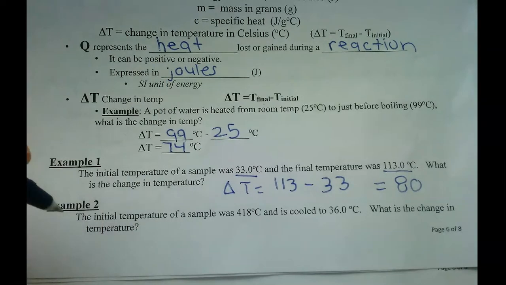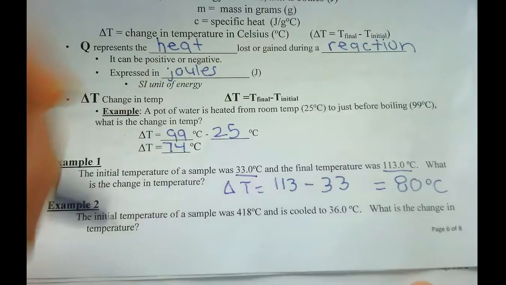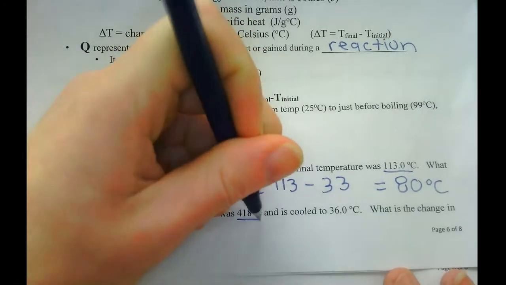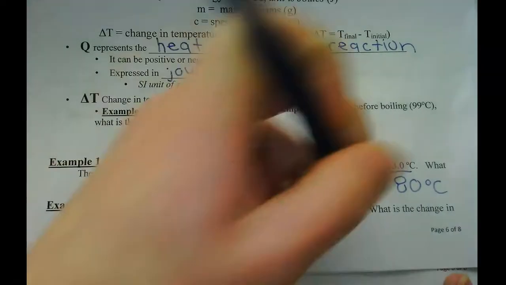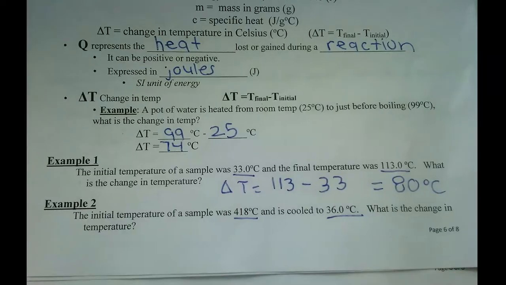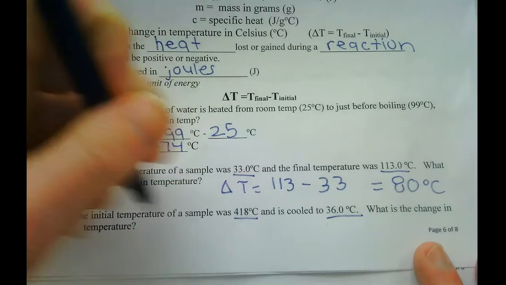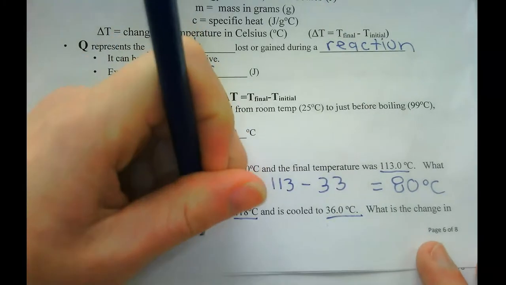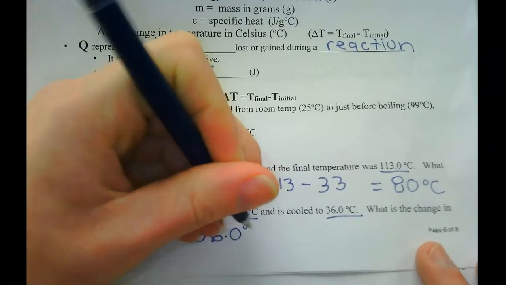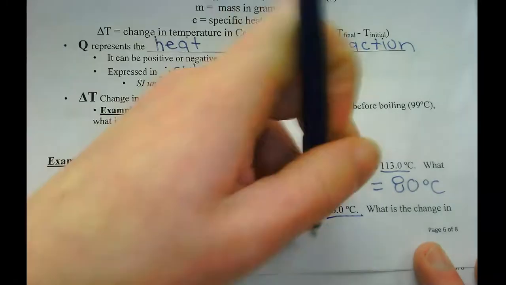All right, example 2. Our initial is 418 and it is cooled. So this is our final, even though it's smaller. That's okay, because sometimes it can be negative. What is the change in temperature? So your final is 36 minus your initial.